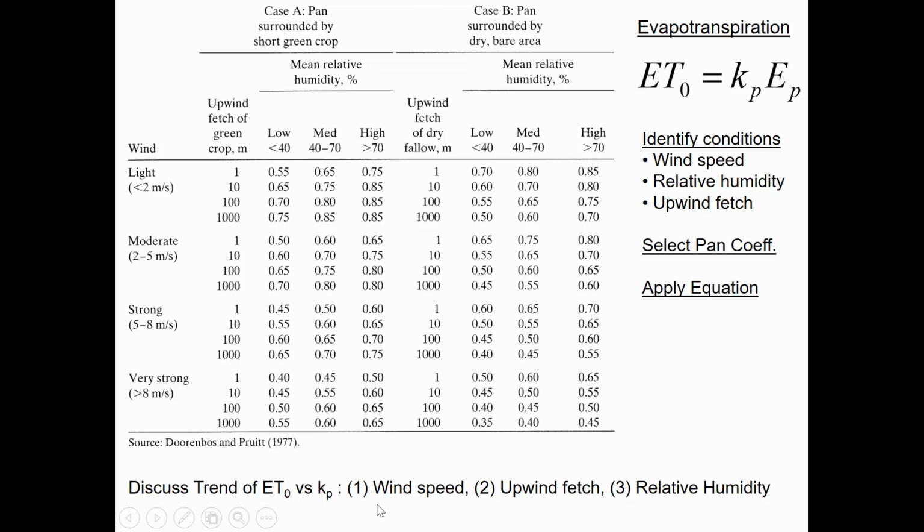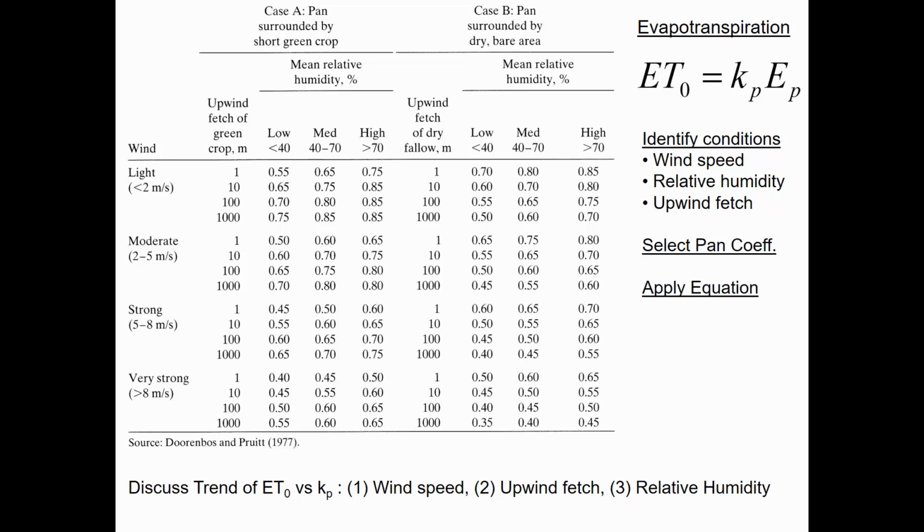But let's first of all identify the effect that this table is ascribing to wind speed. You'll notice here are different sets of rows for everything from light wind, moderate, strong, and very strong. And so all other things being equal, for instance, the humidity being equal and the upwind fetch being equal, so the first row in each of these groups, we're going from 0.55 to 0.5 to 0.45. So the more the wind is, what we're saying is that your evapotranspiration is going to be less than that which would be predicted by the pan.